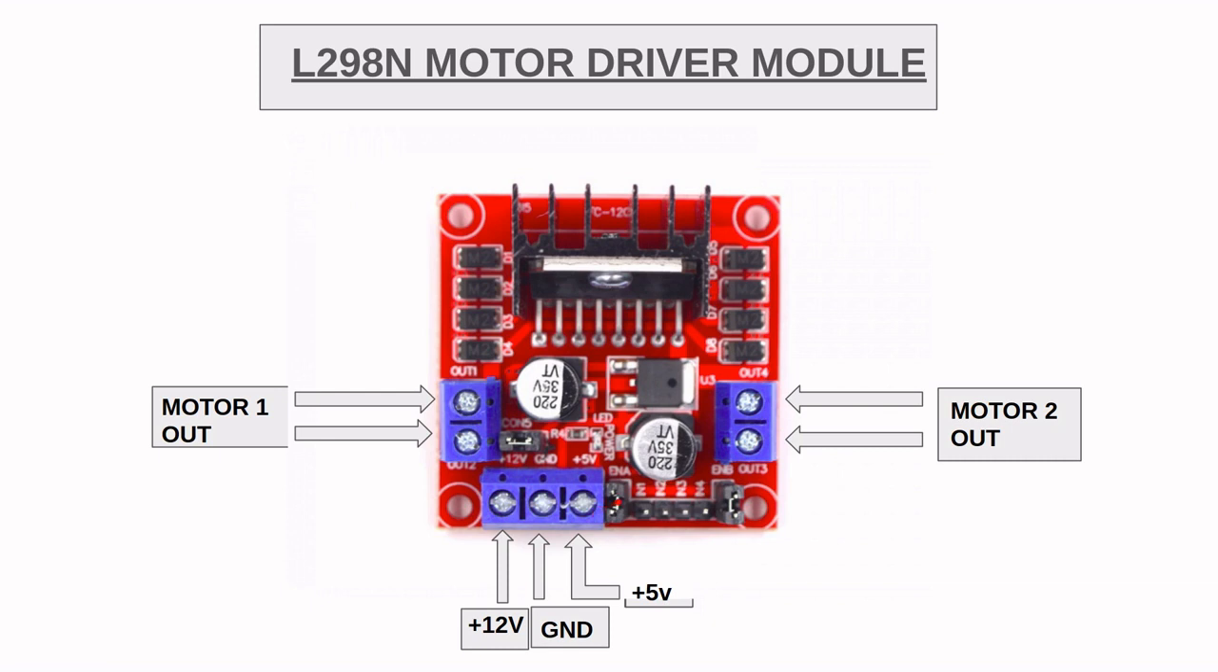These are the two jumpers which are connected. If you connect these two jumpers, the motors will rotate at top speed. When you remove these jumpers and connect the pins to Arduino, you can control the motor's speed.